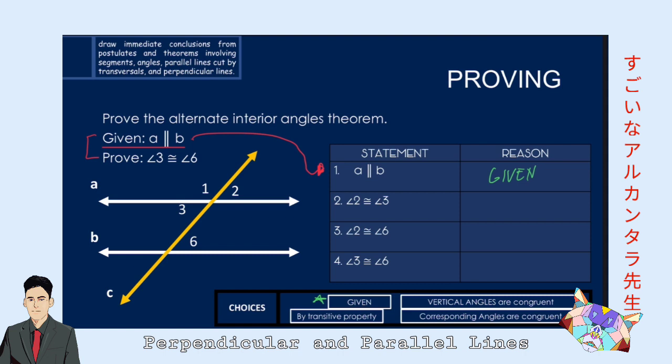Now, for the proving one, that's how we end. But we're not gonna write the reason as proved. No, no, no, that's wrong. We're not gonna write that. So that's the one thing that we're gonna figure out together.